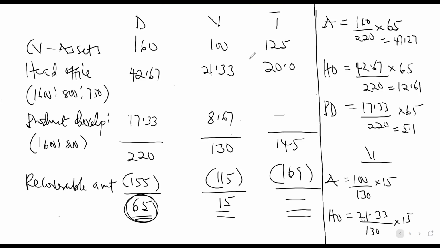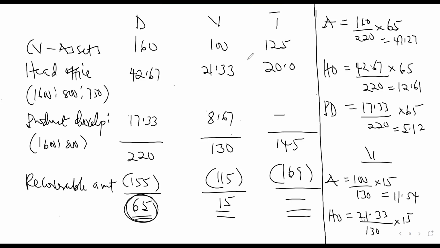Let's come to the V. What is the impairment of their asset itself? 15 times 100 over 130. I'm getting 11.54. Yes. Then the head office, 2.46. Yes, please.